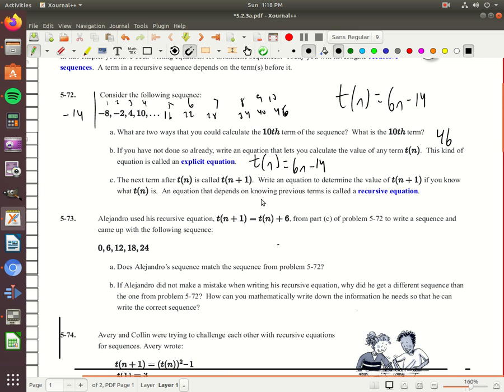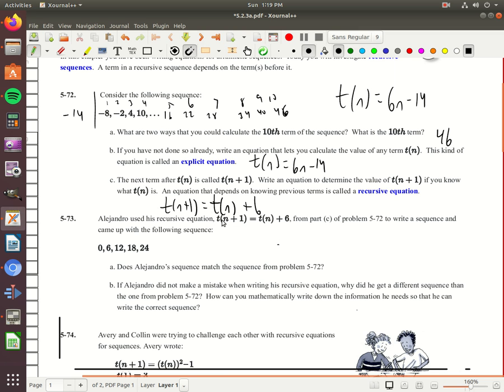So if we want to write this explicit equation, the next term after t of n is called t of n plus 1. So write an equation to determine the value of t of n plus 1 if you know what t of n is. An equation that depends on knowing the previous term is called the recursive equation. I'm going to tell you right now, recursive equations always start like this: t of n plus 1 equals t of n. Always. We're going to say, hey, look, if you want the next term, take this term and do something to it. What do you want to do to it? You want to add 6 to it. That's what this recursive equation is.